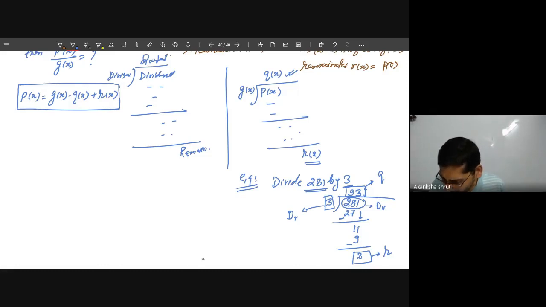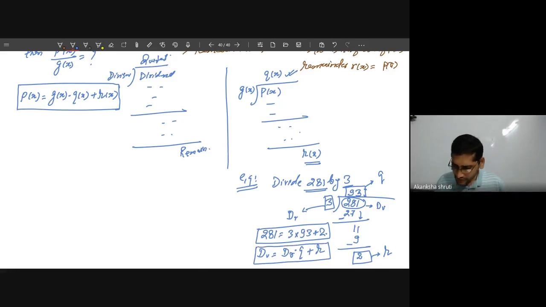Okay, this means 281 equals 3 into 93 plus 2. Student, this we already know. In formula form we can write that dividend is equal to divisor multiplied by quotient plus remainder. So this is the condition which is applicable for a number.